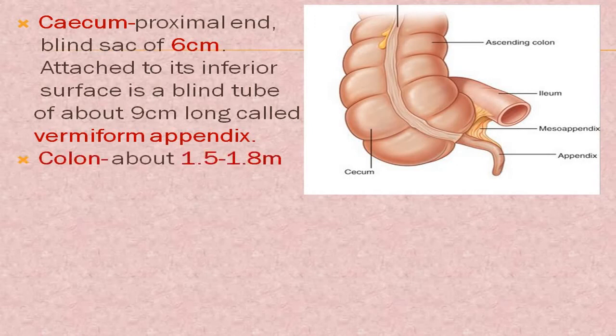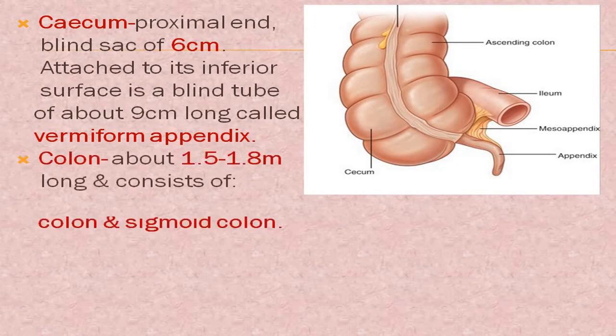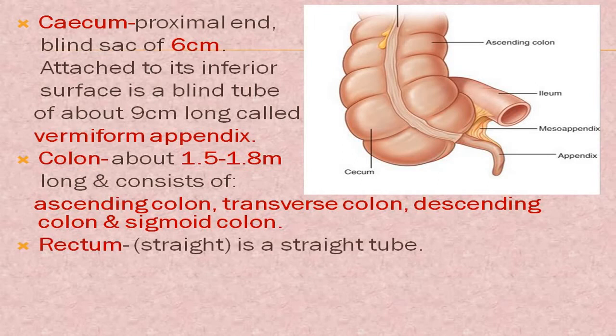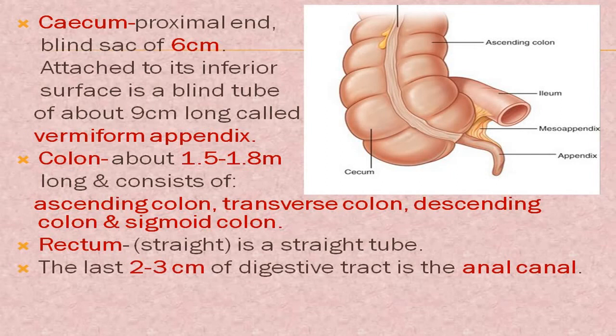Colon is about 1.5 to 1.8 meter long and consists of 4 parts: ascending colon, transverse colon, descending colon, and sigmoid colon. Rectum is a straight tube. Rectum means straight, which opens to the outside by the anus. That is at the end of the anal canal, which is about 2 to 3 centimeter long.